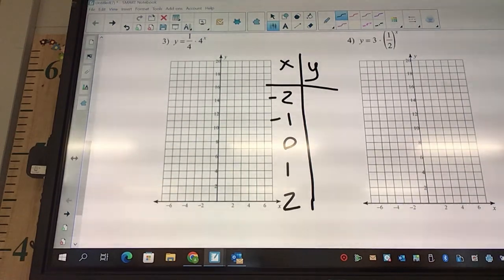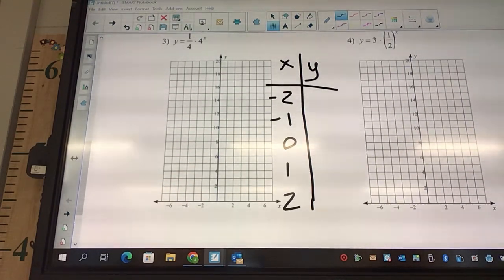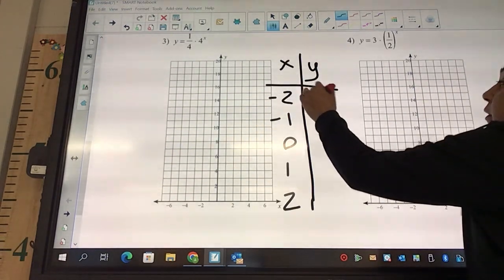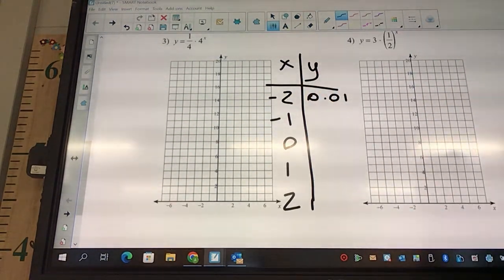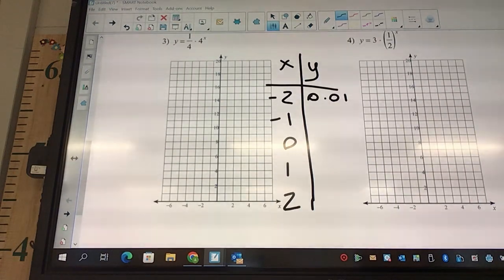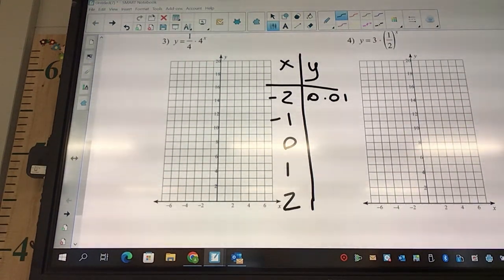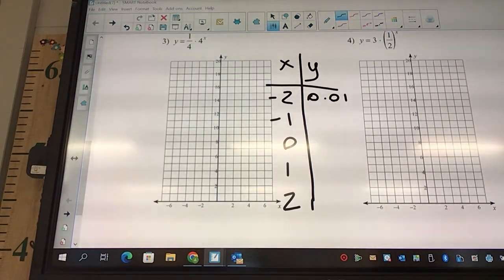Get the typewriter. You ain't going to know what to do on your quiz. 0.01. Get to typing. No, you ain't. No, because you're trying to write slow and everybody else typing. And on your quiz, you're like, I don't know what's going on. I know how to do this.